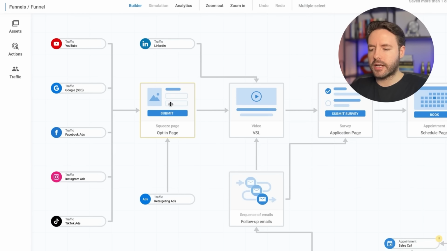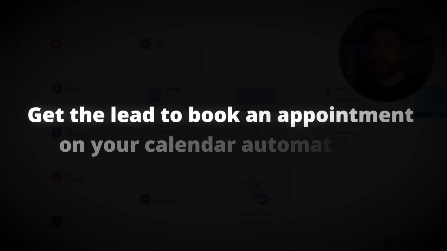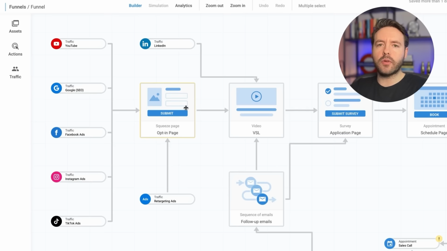Now, when someone enters their name and email, you've now generated a lead. But like I said, a lead is not the same thing as an appointment. So what we want to do is get the lead to book an appointment on your calendar automatically, without you having to do any manual follow-ups or chasing them or calling them or texting them in order to get an appointment.